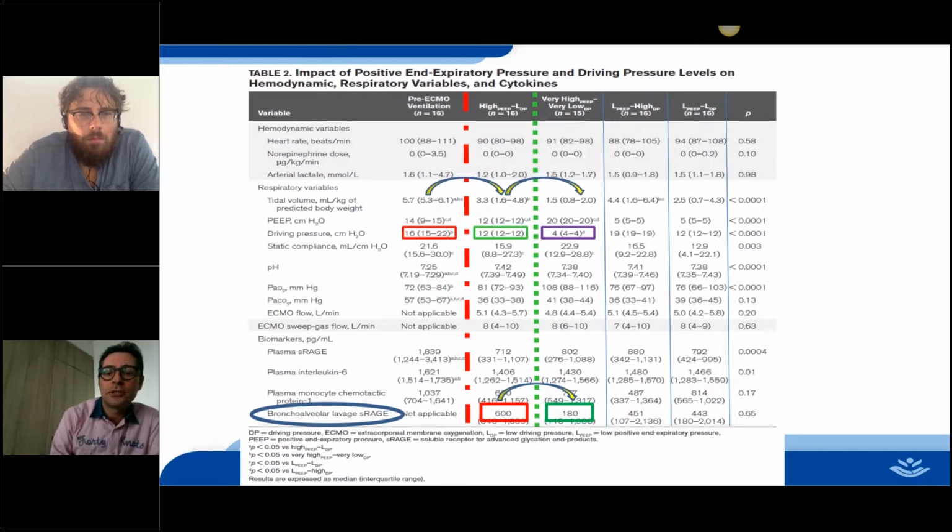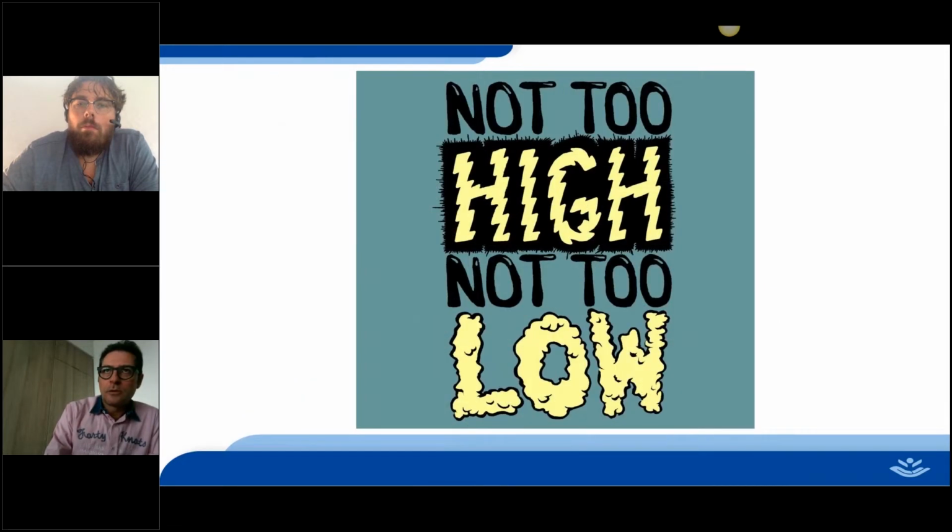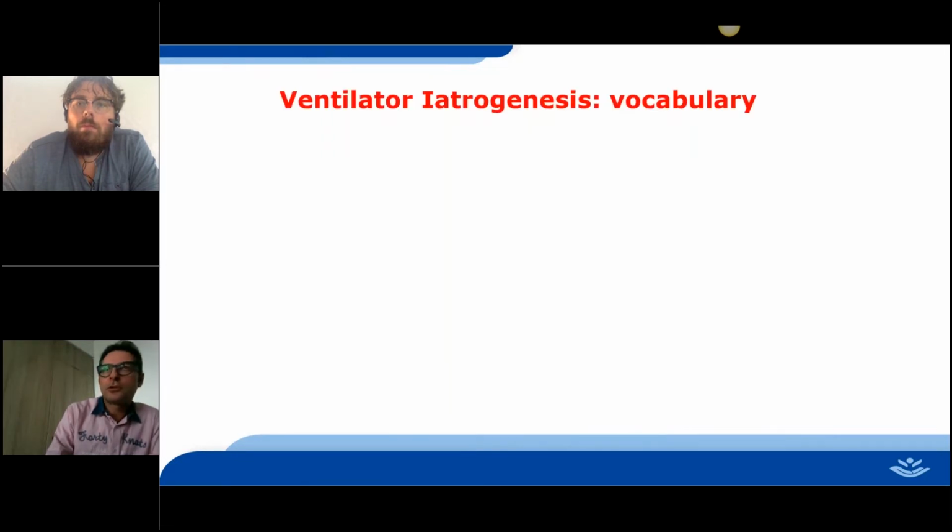So the use of tidal ventilation can impact on the cytokines. Unfortunately, this paper doesn't take into account the outcome of our patients, but it's true that by reducing the pressure, we can have some impact on what we call biotrauma. So, first message, not too high, not too low. But for sure, we want to have some numbers.